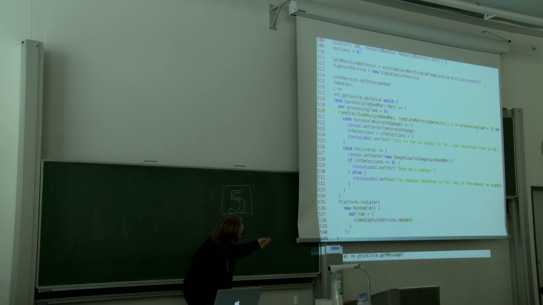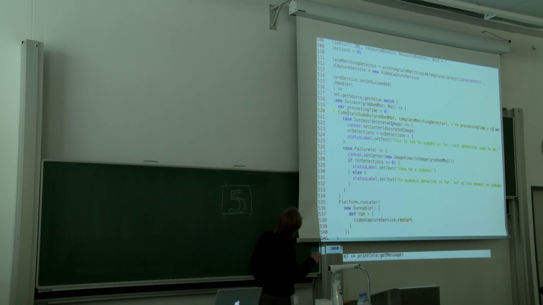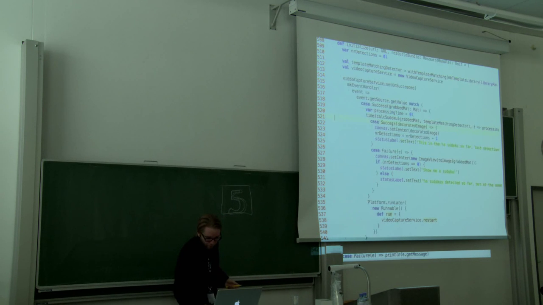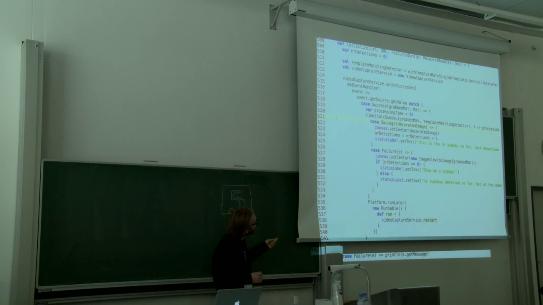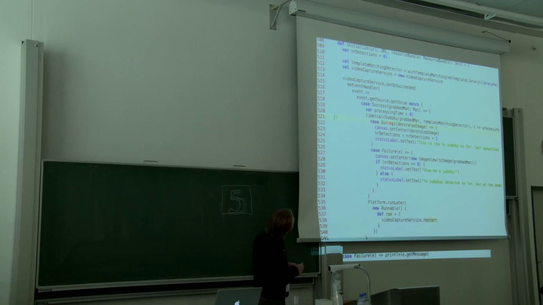But back to the main logic. So this calc Sudoku again is something which returns a success or a failure. You can see the match again, in case of success, in case of failure. So it can be that I get successfully an image from the webcam, but somehow the calculation of this Sudoku is not successful. So what's a not successful or a successful calculation? A success, of course, is if I detect this Sudoku, and failure is the other case.